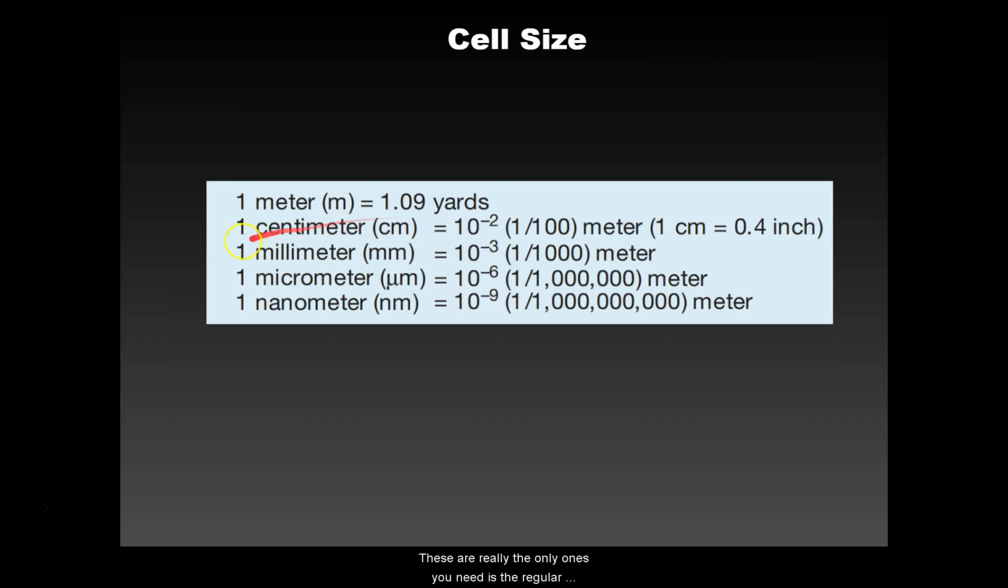And these are really the only ones you need: the regular unit, centi, milli, micro, and nano. There are some up here that we're going to get to, like maybe kilo is something we might talk about later on. But the lab handout had a lot of weird ones that nobody really uses, like hecto. In terms of cells or small things, you're going to want to know meter, centimeter, millimeter, micrometer, and nanometer.